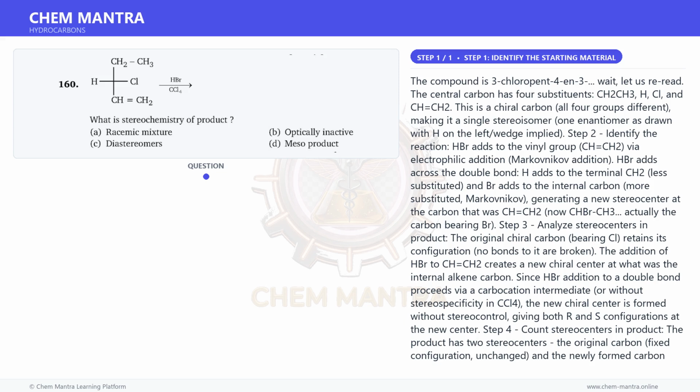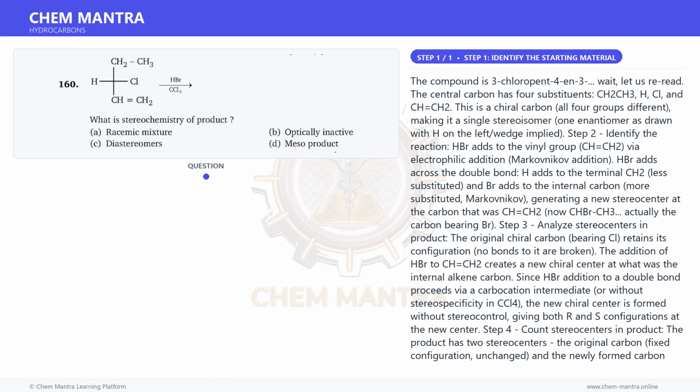3-chloropent-4-ene. Wait, let us reread. The central carbon has 4 substituents: CH2CH3, H, Cl, and CH=CH2. This is a chiral carbon, all 4 groups different, making it a single stereoisomer, one enantiomer as drawn with H on the left, wedge implied.